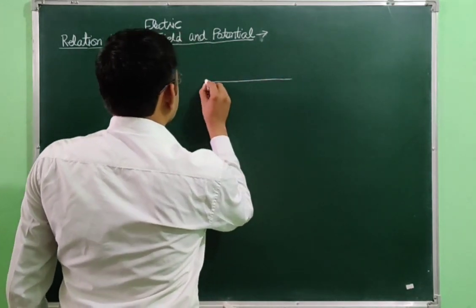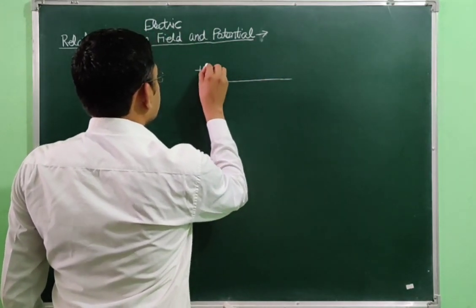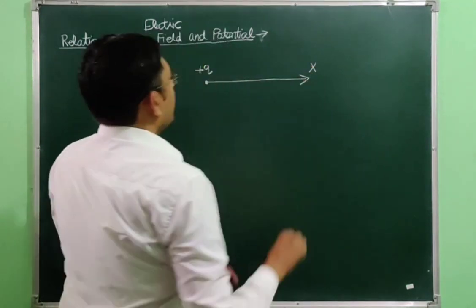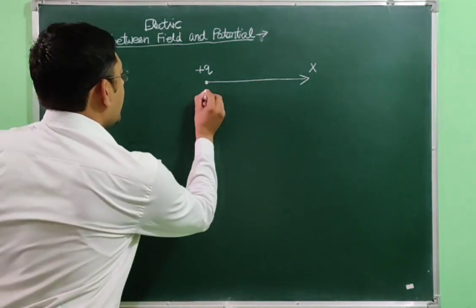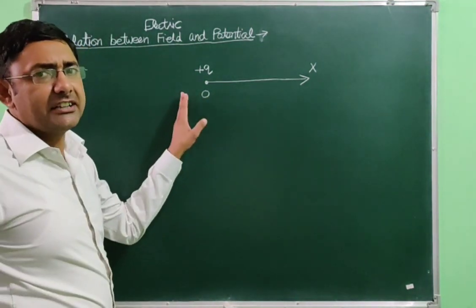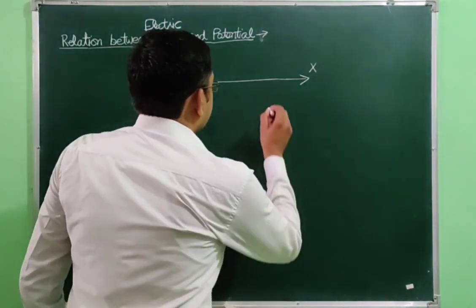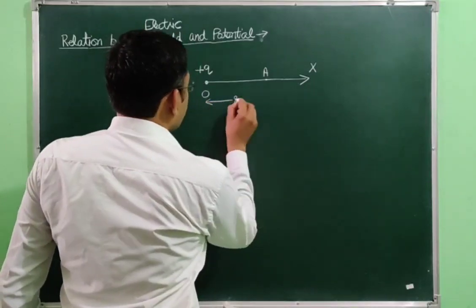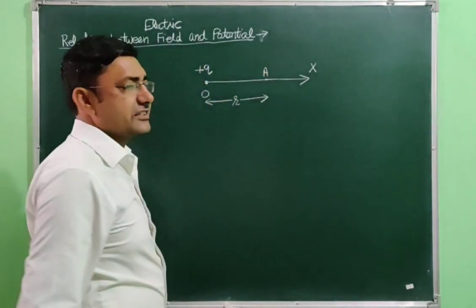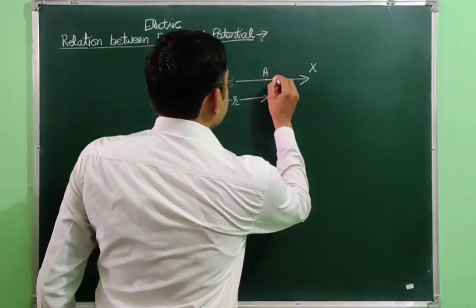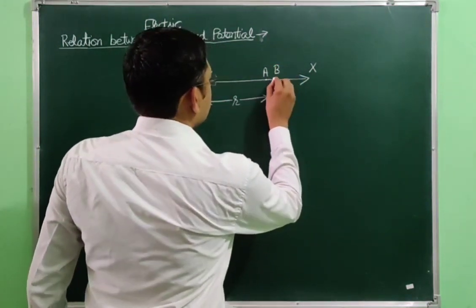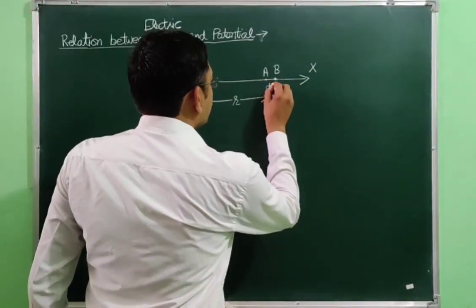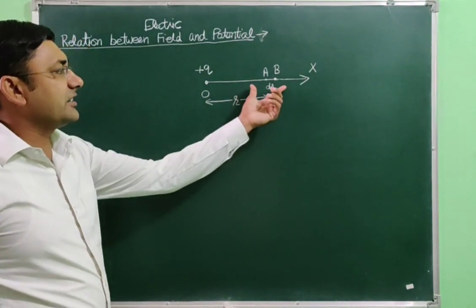So for this purpose I am taking this charge q, this is plus q charge, and this is the x-axis, and plus q charge is placed at the origin. And taking a point A at distance r from the origin. So this is point A at distance r, and taking another point B. So this point is B, and this distance AB is dr. And dr is a very small distance.